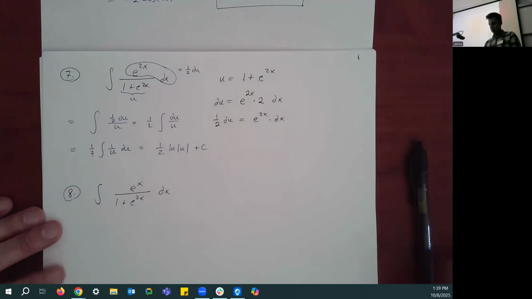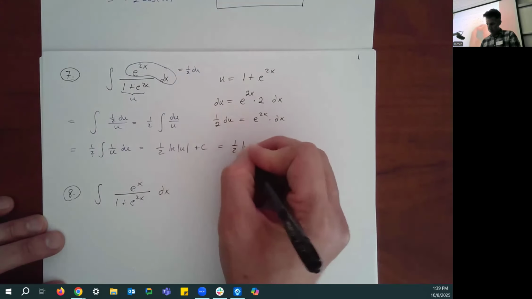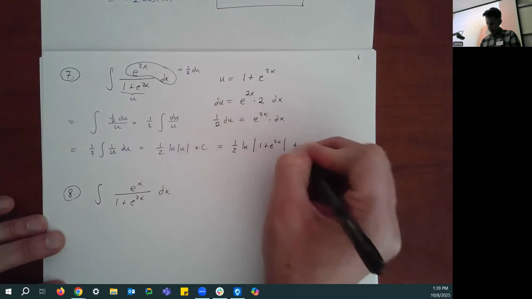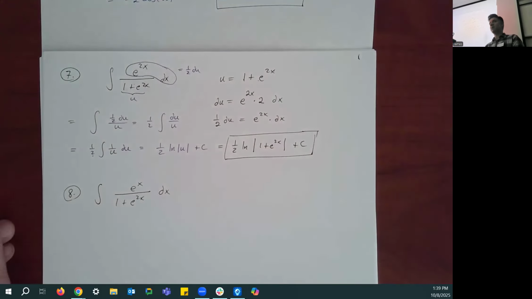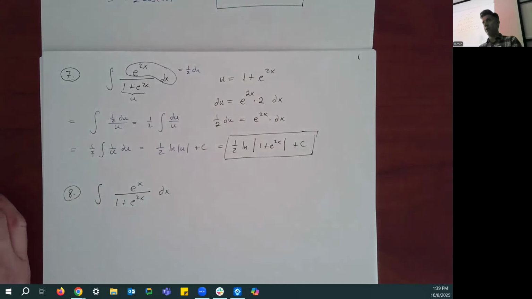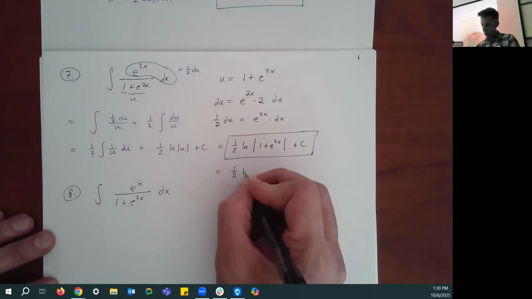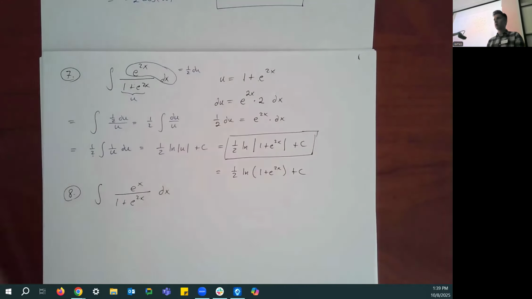And then we're going to substitute u back in, and get 1/2 natural log of the absolute value of 1 plus e to the 2x plus c. Side note that's not that important here, but in case you were looking at this problem in the textbook solutions, you might see in the solutions that they write their answer as 1/2 natural log of parentheses of 1 plus e to the 2x plus c.